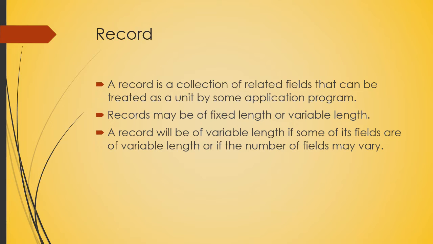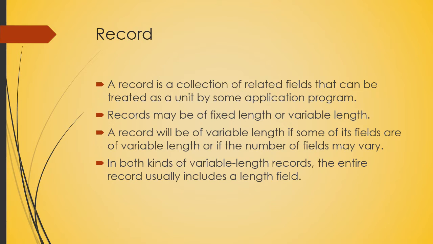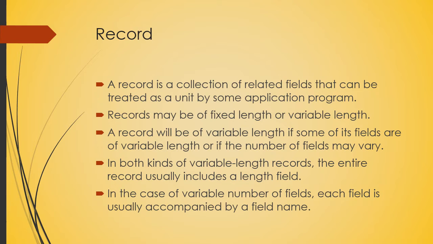A record will be of variable length if some of its fields are of variable length or if the number of fields may vary. In both kinds of variable length records, the entire record usually includes a length field. In the case of variable number of fields, each field is usually accompanied by a field name.